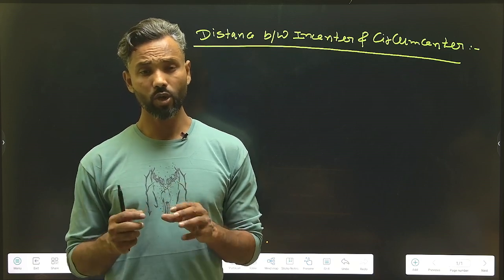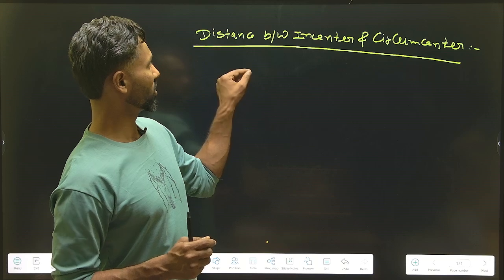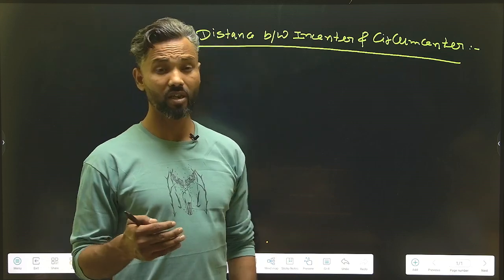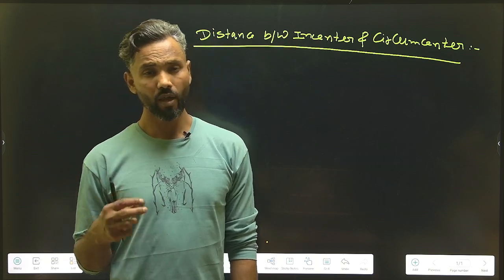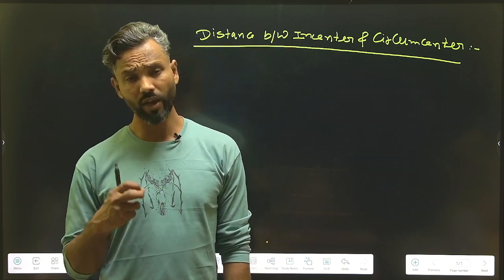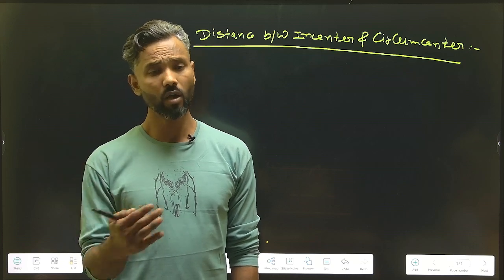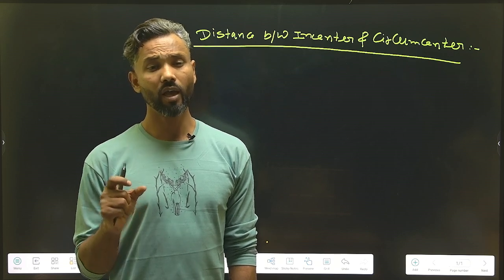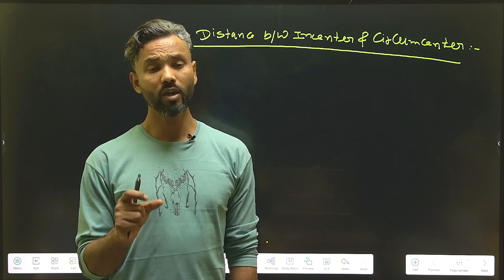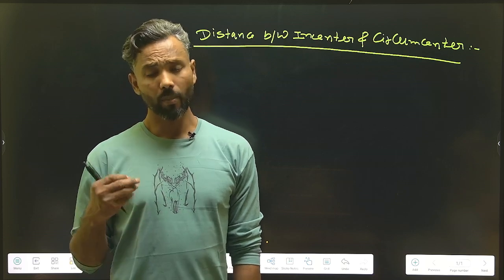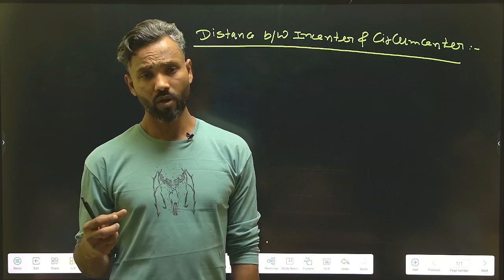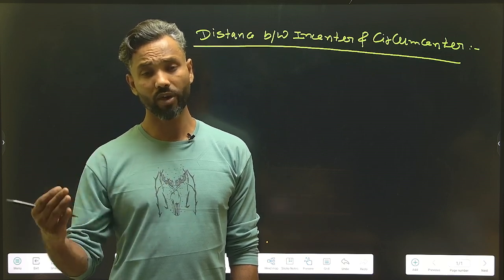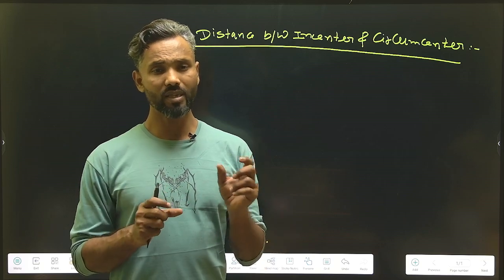But in today's session we are going to start discussing how we can calculate the distance between the incenter and the circumcenter. To get the derivation of the particular formula which will be helpful in calculating this distance, we have to understand Euler's geometry theorem. But before diving into the proof, we are going to discuss the direct formula for calculating the distance between the incenter and the circumcenter.